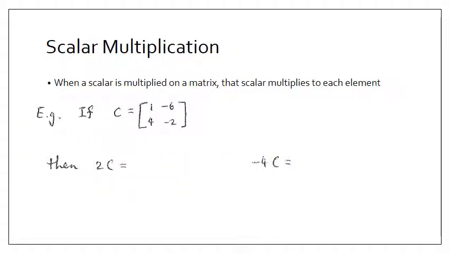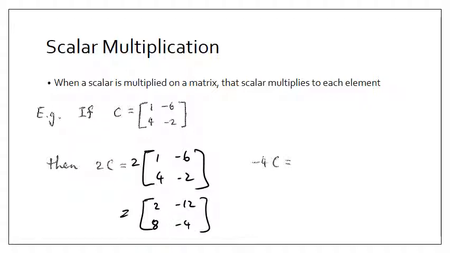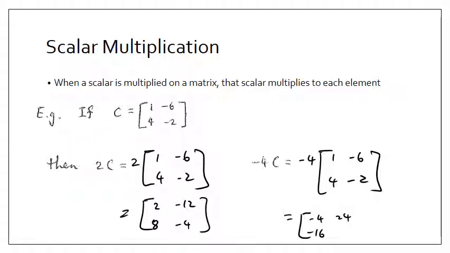Alright, scalar multiplication, what that means is we just multiply everything inside with the same number. So C is 1, negative 6, 4, negative 2. 2C means we double everything in there, so it becomes 2, negative 12, 8, negative 4. Same with negative 4C, so negative 4 times everything inside. So then we get negative 4, 24, negative 16, and 8.